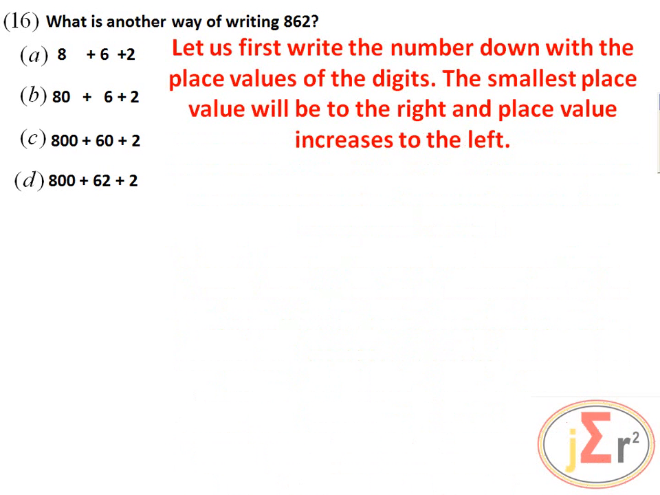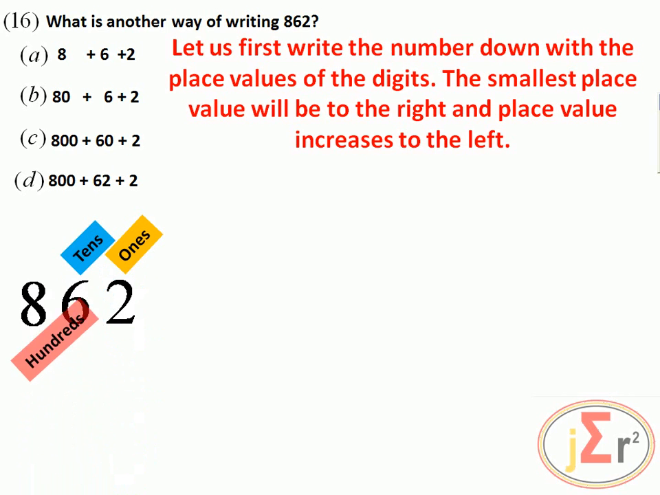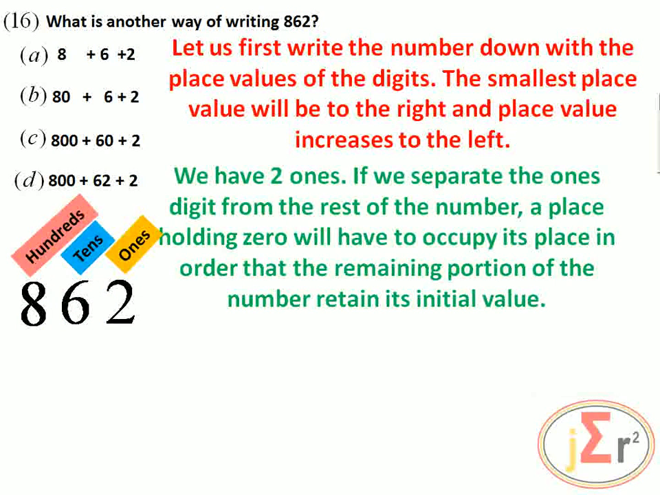Let us first write the number down with the place values of the digits. The smallest place value will be to the right, and place values increase to the left. So there we have that. Ones, then tens, then hundreds. We have 2 ones. If we separate the ones digit from the rest of the number, a place holding 0 will have to occupy its place in order that the remaining portion of the number retain its initial value.